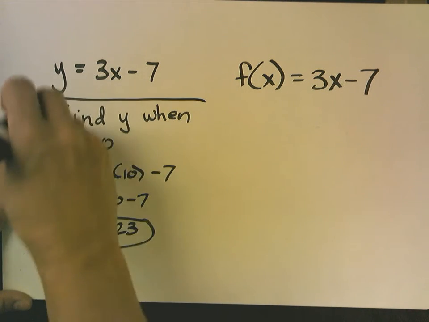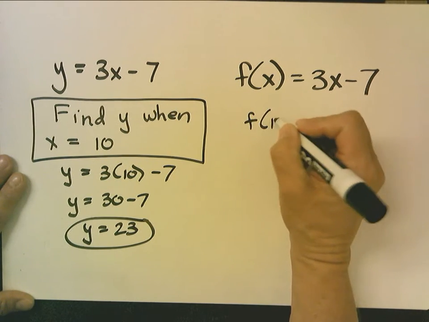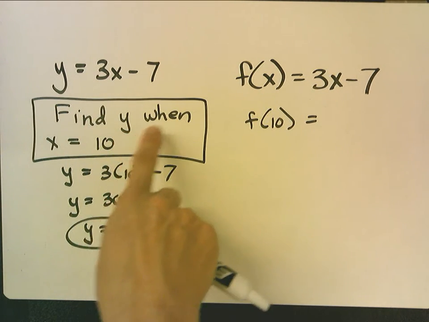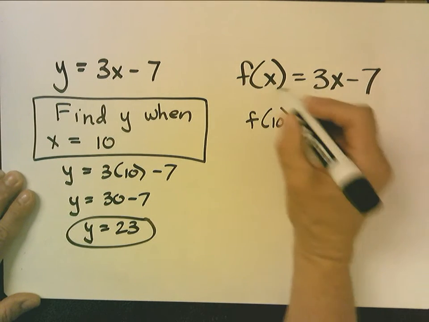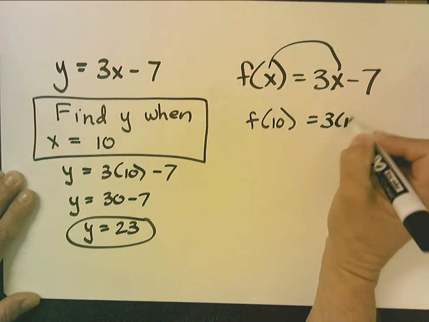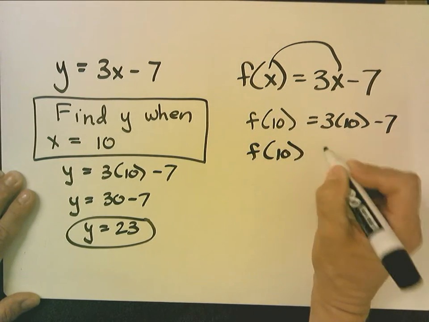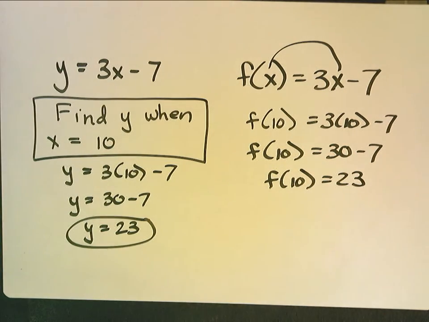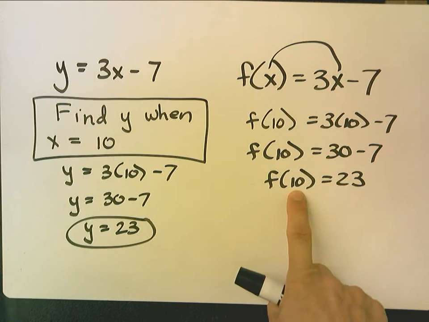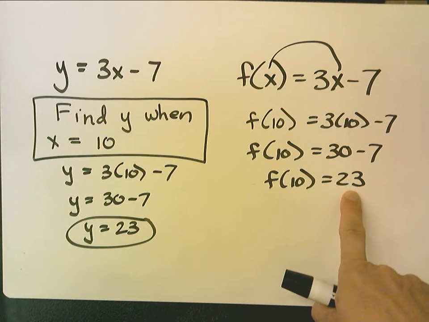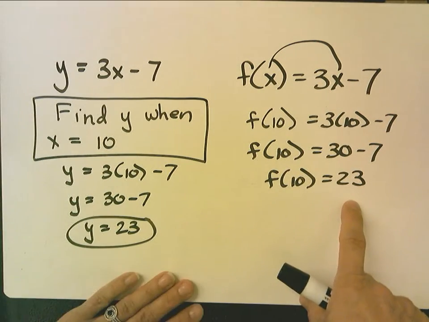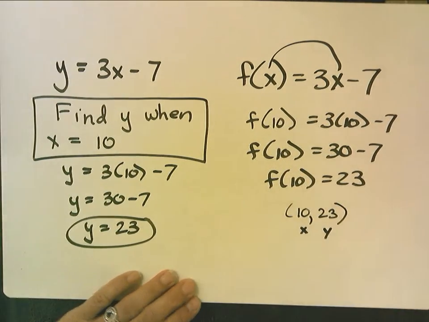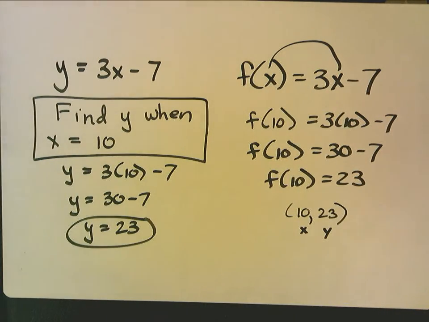Now, I can say what I said right here just by writing this. This notation actually says find the value of the function when x equals 10. So now, wherever I see an x, I put a 10. So 3 times 10 minus 7, f of 10 equals 30 minus 7, f of 10 equals 23. Now, is it obvious to you what the value of x was when you found that the function, or y, was 23? And the answer is yes, and that's why function notation is useful. So I could actually write this as an ordered pair, because when x is 10, y is 23. And that is the reason we use function notation.